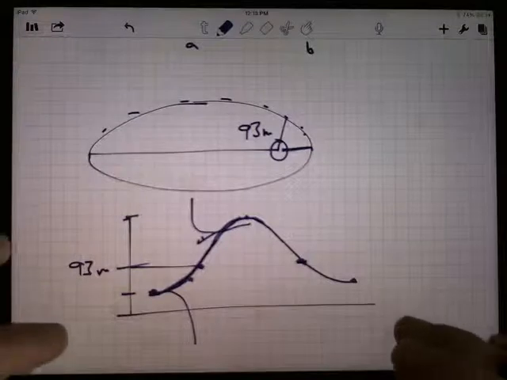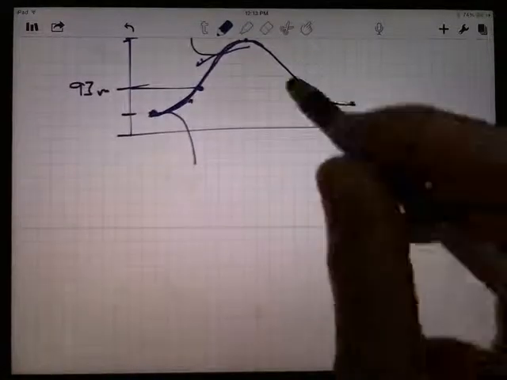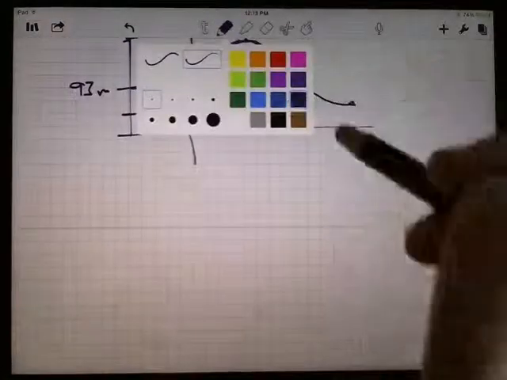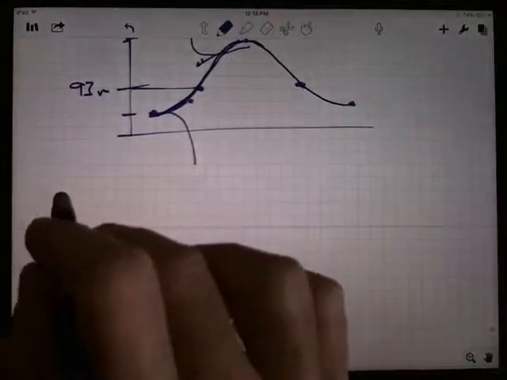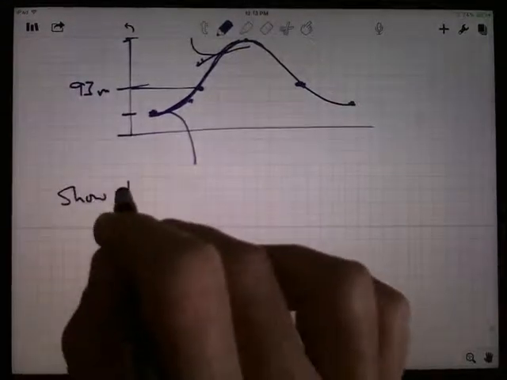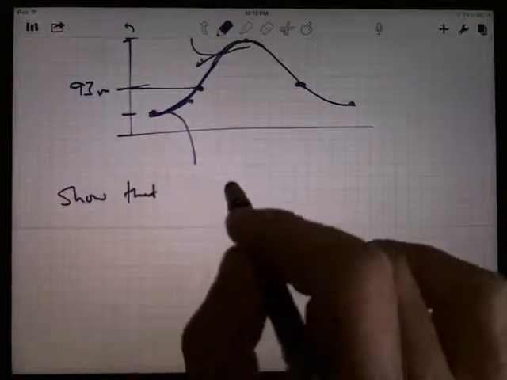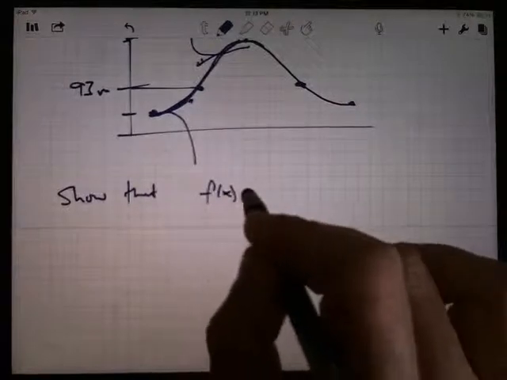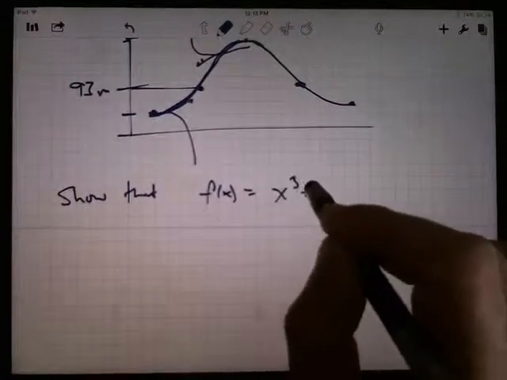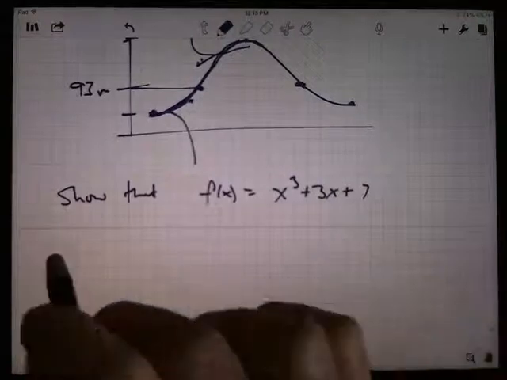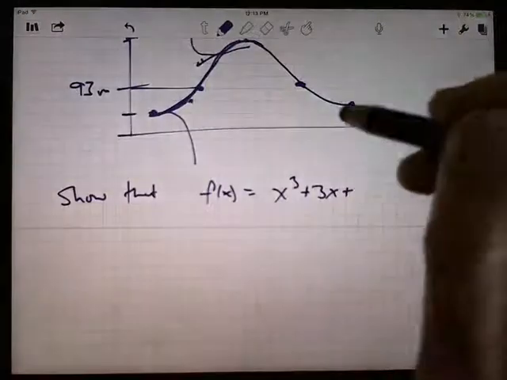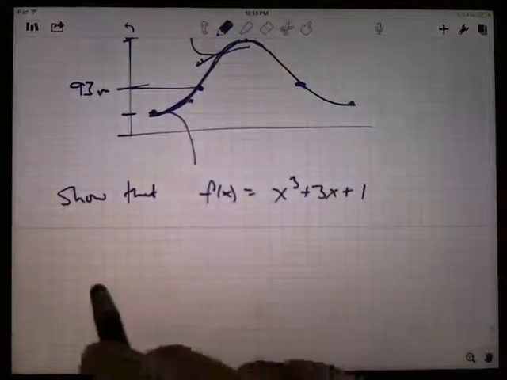Okay. Now we use this in different ways. Here's one example. Show that here's a function, f of x equals x cubed plus 3x plus 7, not plus 7, sorry, just plus 1, has an x-intercept.